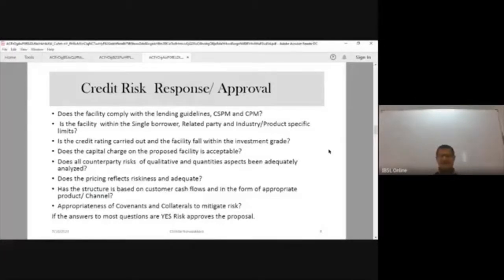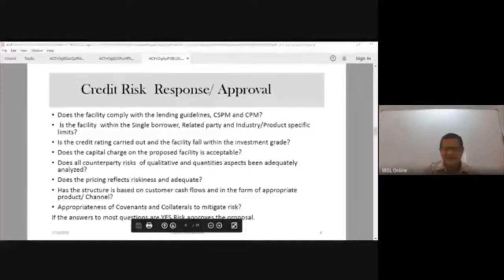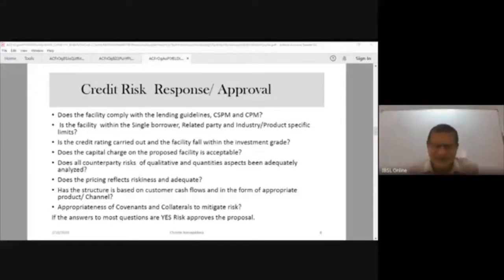Is the capital charge on the proposed facilities acceptable? Now, to explain this, I think I already explained this particular aspect to you on the board earlier, which is similar to this. You have two companies, or shall I go to the board? I think that will give you a better understanding. I'm going to go to the board and explain.